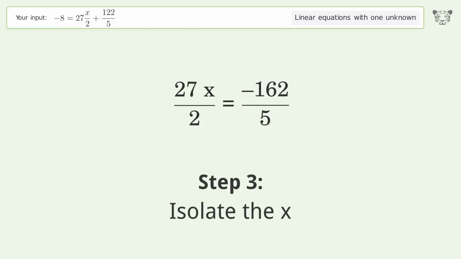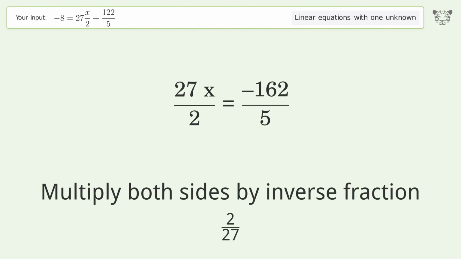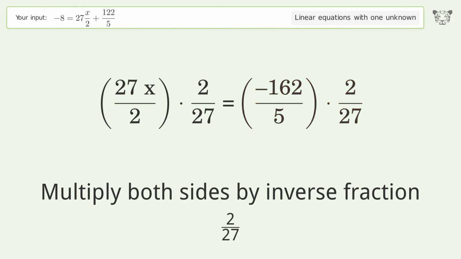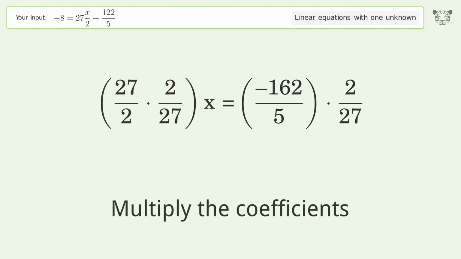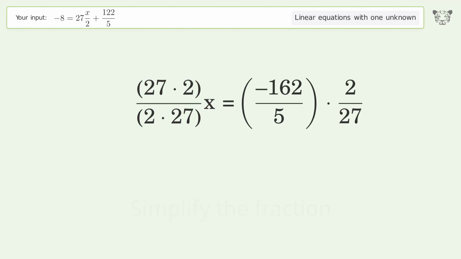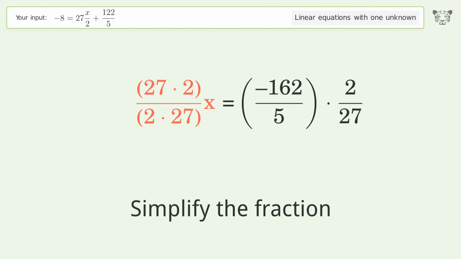Isolate the x. Multiply both sides by inverse fraction 2/27. Group like terms. Multiply the coefficients. Simplify the fraction.